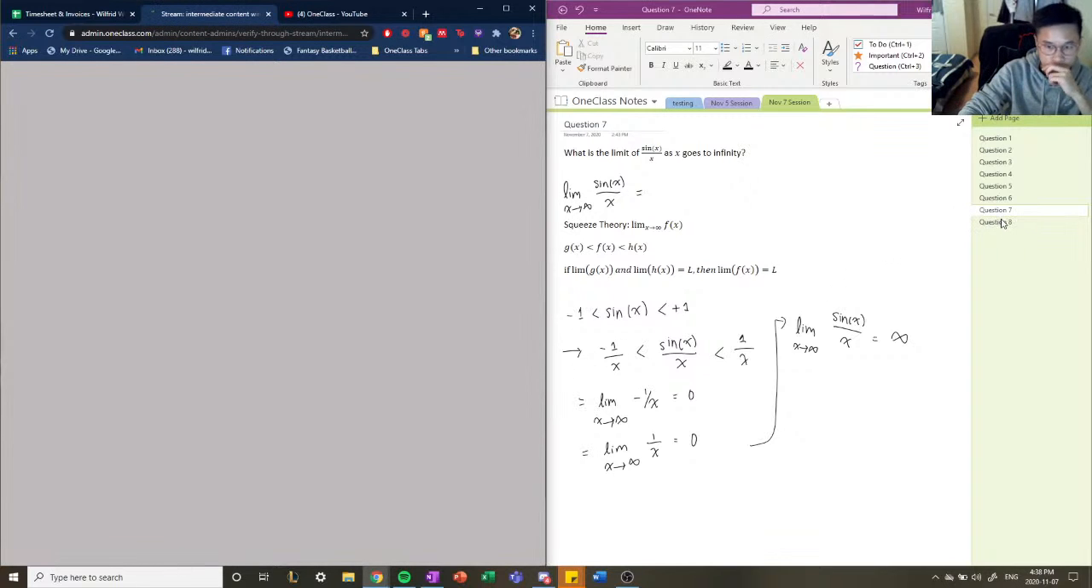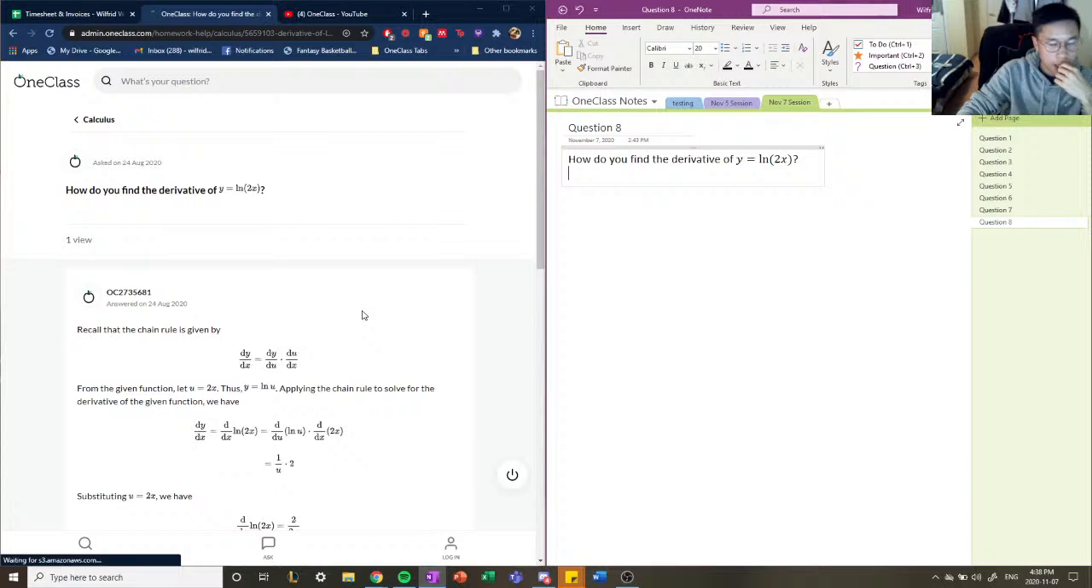All right. Finally, we're going to move on to our last problem of the day. And this is basic chain rule. So in the first question, we talked about power rule. So now I'm going to talk about chain rule. And the question reads, how do you find the derivative of y equals ln of 2x?